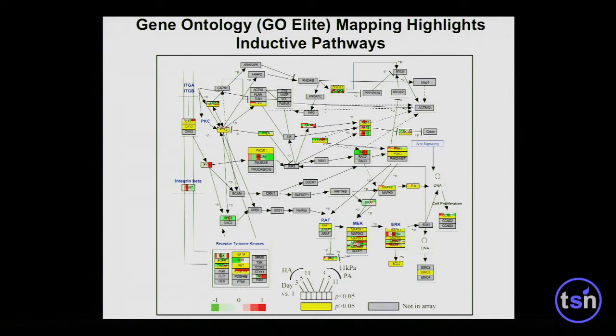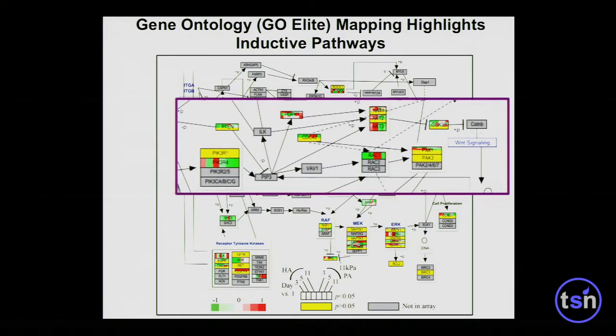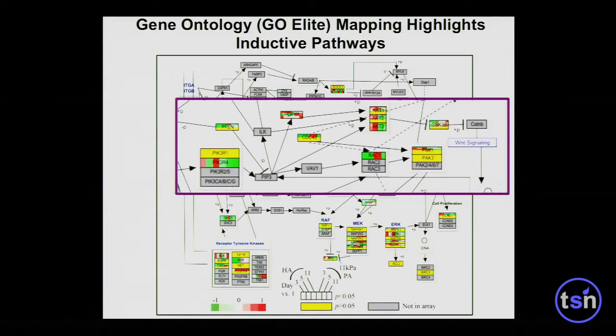So with the help of Alex Zambon, a bioinformaticist at UCSD, we were able to come up with signaling maps, and what I'd like to highlight is just this one map here, where you can see the AKTs are highlighted in red on one side and green on the other. It's an indication that in the dynamic material on the left-hand side, they are being upregulated or phosphorylated, and on the right-hand side, in the static material, they're being downregulated.